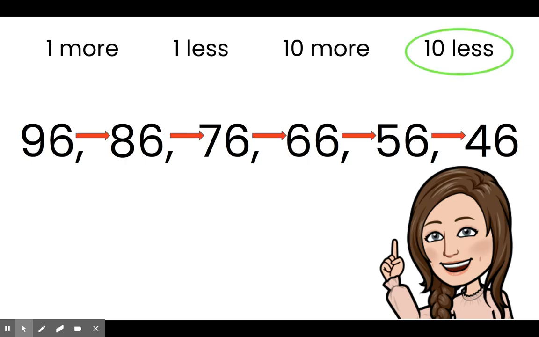Hopefully you recognize that this is 10 less. 96, 86, 76, 66, 56, 46. Each time we say the next number, it's 10 less than the number previous or prior or before. We're taking away one group of 10 each time. The digit in the ones place value spot remains the same, but the number or digit in the tens place value spot decreases by 1, which means we have 10 less each time we say the next number.